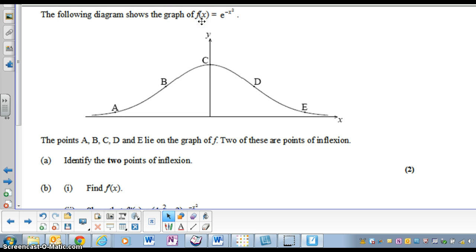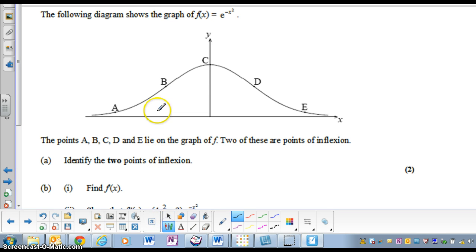The following diagram shows the graph of y equals e to the negative x squared. We have a graph, and it states the points A, B, C, D, and E lie on the graph of f, and 2 of these are points of inflection. One thing to remember about that vocabulary: a point of inflection is a point on a curve at which the change of the shape occurs. So we're looking for when the concavity changes, because they want us to identify the 2 points of inflection.